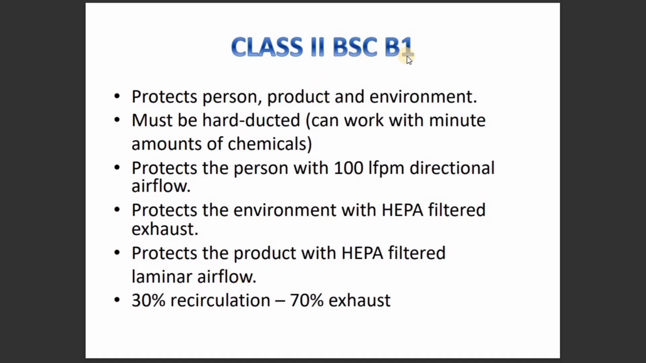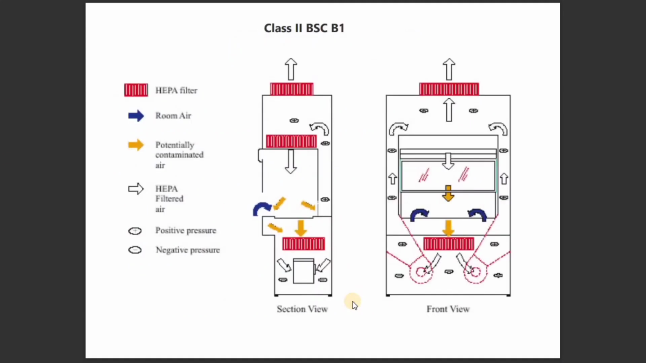Class 2 biosafety cabinet B1. It protects person, product and environment. Must be hard ducted. Can work with minute amounts of chemicals. Protects the person with 100 feet per minute directional airflow. It protects the environment with HEPA filter exhaust. Protects the product with HEPA filter laminar airflow. 30% recirculation of air and 70% exhaust. This is class 2 biosafety cabinet B1.